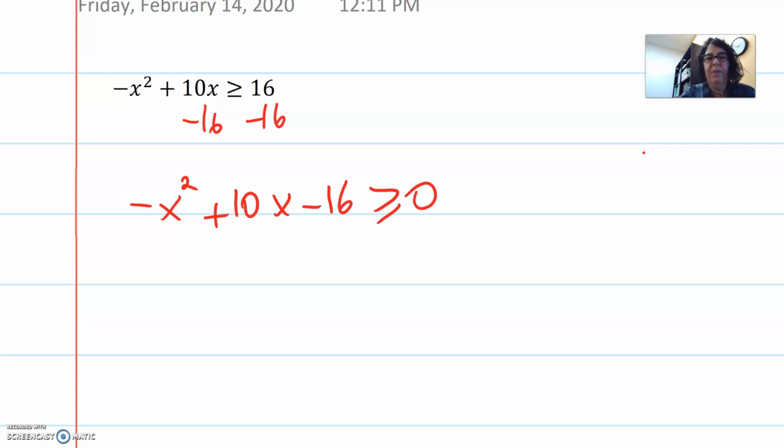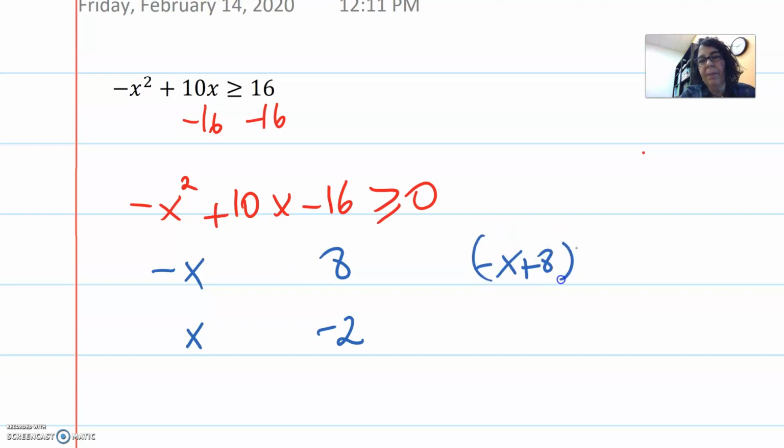The other step, factor it. That will be negative x, and that will be, let's see, negative 2 and 8. So how am I doing it? When I multiply these two numbers, 8 and negative 2, I need to get negative 16. When I multiply these two, I need to get negative x squared. I cross multiply and add, I need to get the middle term, that's okay. So negative x plus 8, x minus 2 should be greater than or equal to 0.